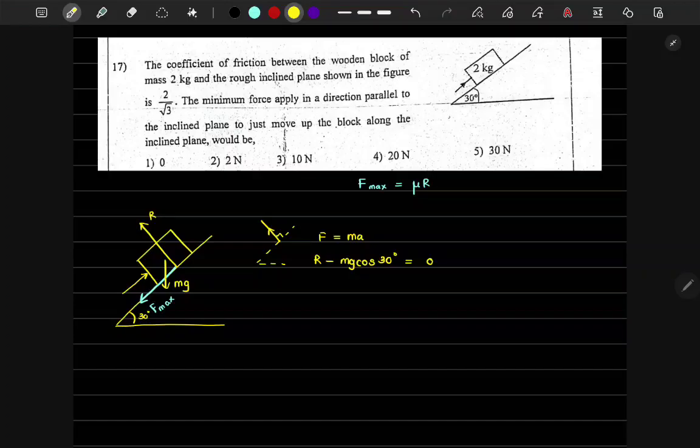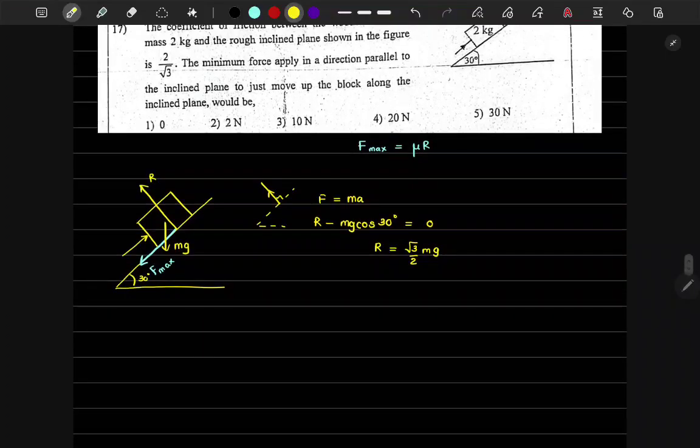So the right hand side will be equal to 0. R equals mg cos 30, which is root 3 over 2 mg. They have given us the value of m here, but let's keep it as it is for now.